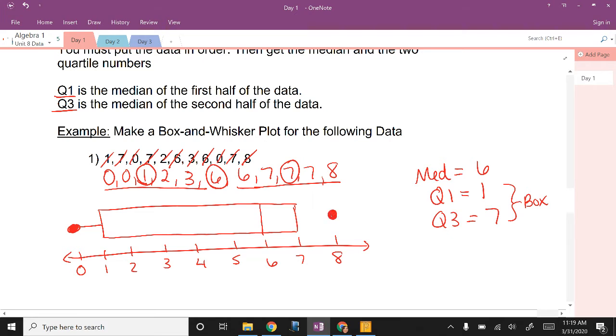So I'm going to put a dot at the 8, and I'm going to connect it to my box with a whisker. So there is a box and whisker plot. Now let's just talk about the meaning of different things in this box and whisker plot.